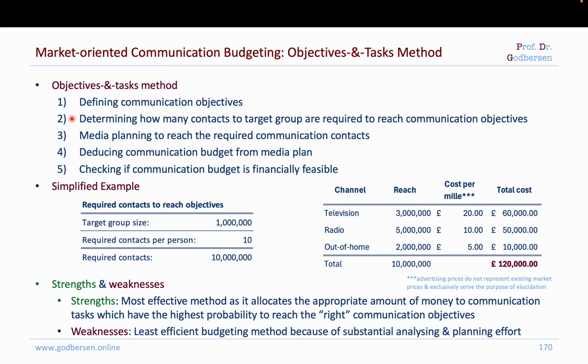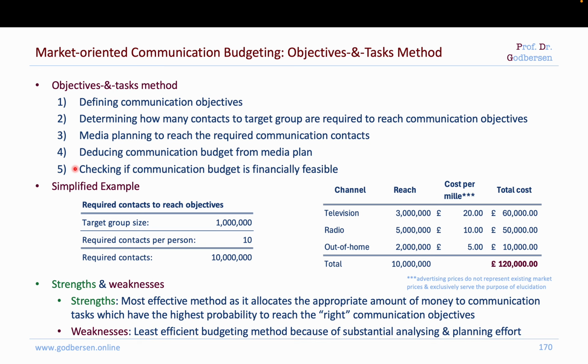You conduct the media planning, not just booking, but planning. How many commercials do you need to book on the telly? How many ads in magazines, newspapers, and so forth? From this media plan, you deduce your communication budget and then have a double check. Do we actually have the money? Is getting this communication plan to life financially feasible?